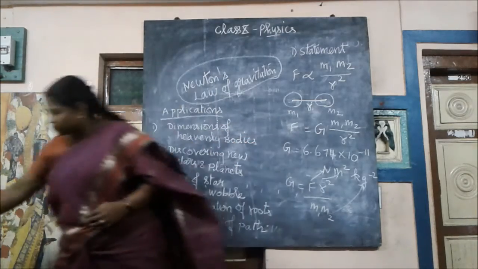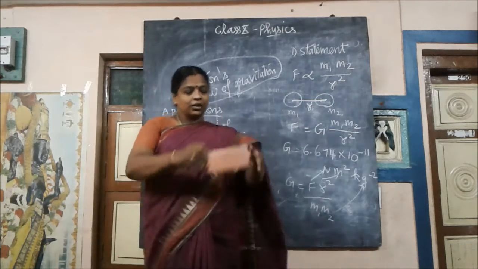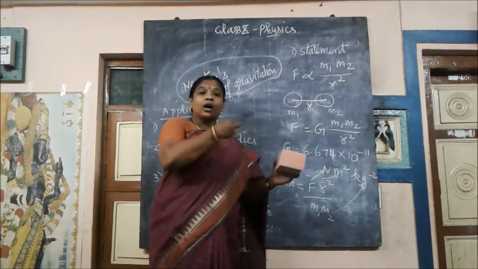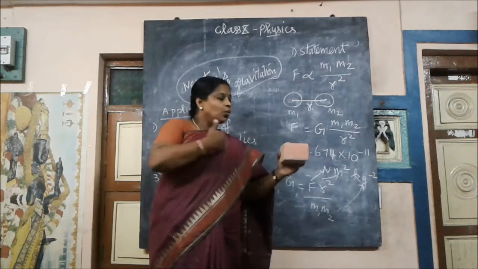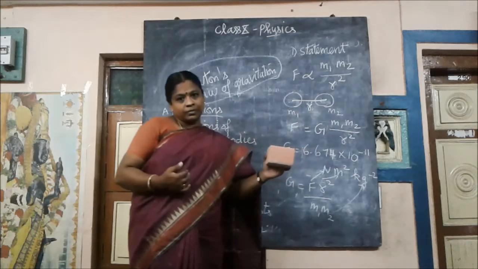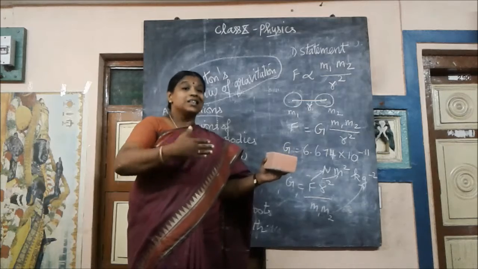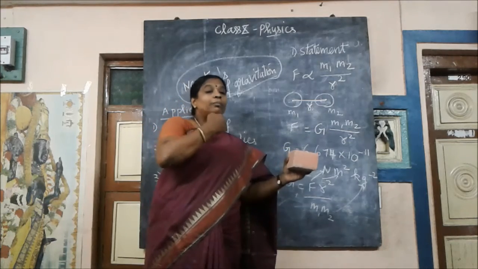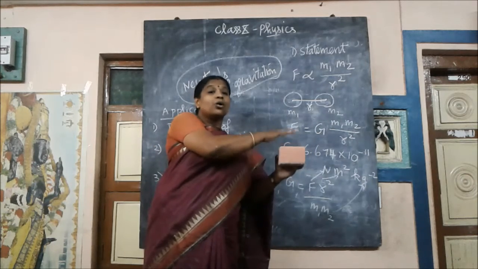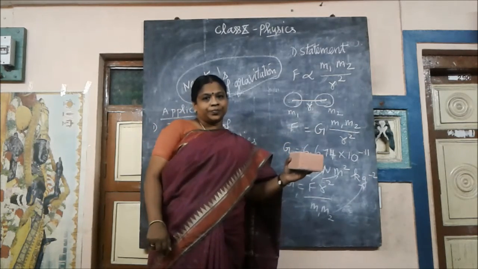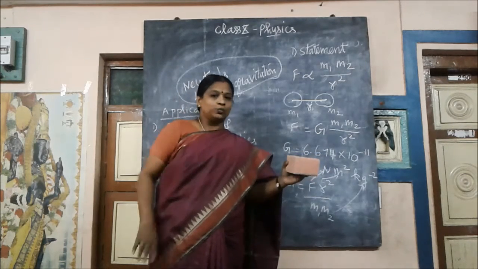For example, I am one of the objects in the universe, right children? Now this is another object. Now we have this duster and my body, me, will possess some force. How much will that force be? It will be directly proportional to the product of the mass of body 1 and the mass of body 2.